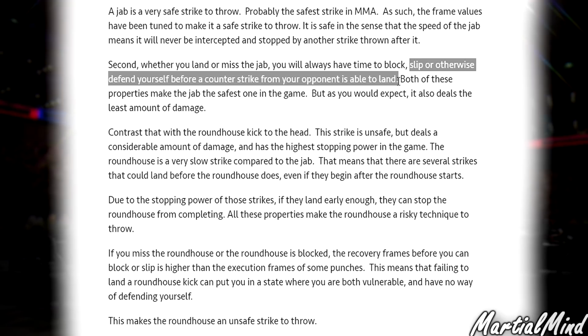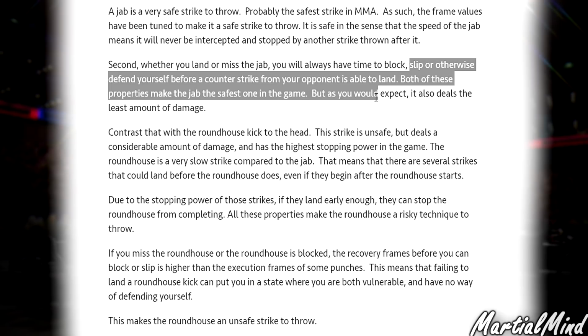So if I throw a jab, miss it, or whether I throw the jab and land it, I can pull right back and block my head, or I can move my head, or I can lunge before you're able to counter that jab with anything. Now, that's not saying that I can't throw a jab and you slip it and then counter. You can still do that in the game. Both of these properties make the jab the safest one in the game, but again, as you would expect, it also deals the least amount of damage.